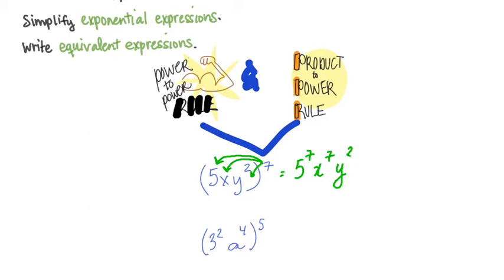Now this is where the power to power rule comes in. If you remember from previous lessons, what we do in this situation, when we have something raised to a power already and we want to raise it to another power, in this case 7, is we simply multiply our exponents. So when we simplify this expression, we end up with 5 to the 7th power times x to the 7th power times y to the 14th power.